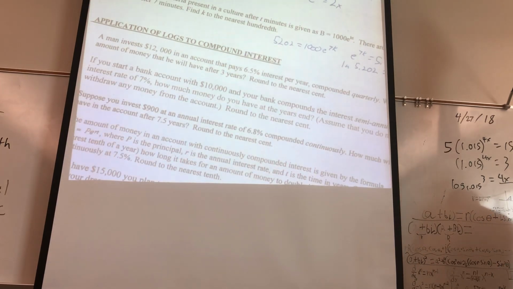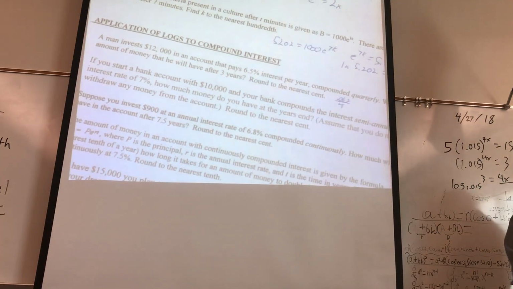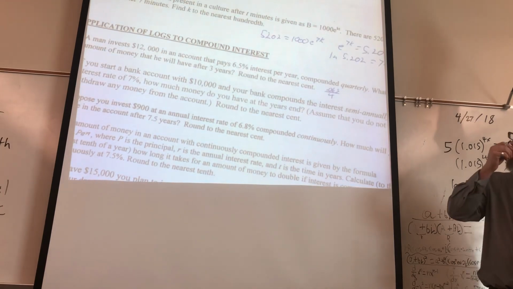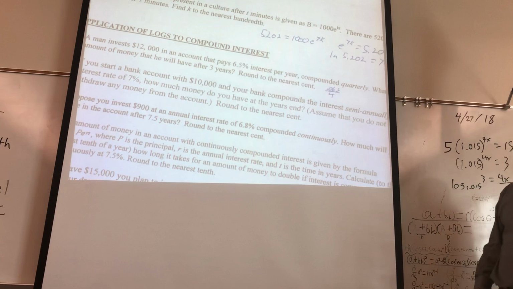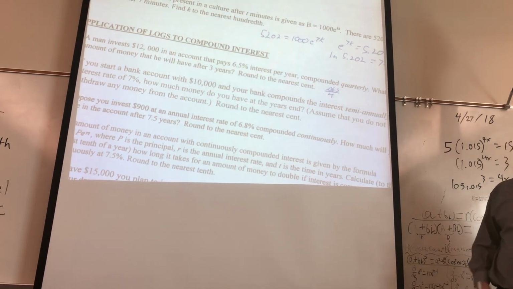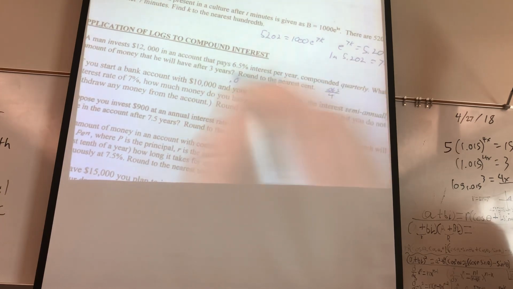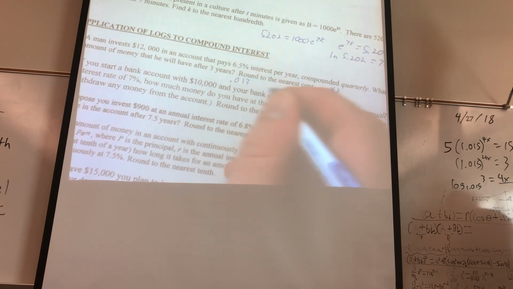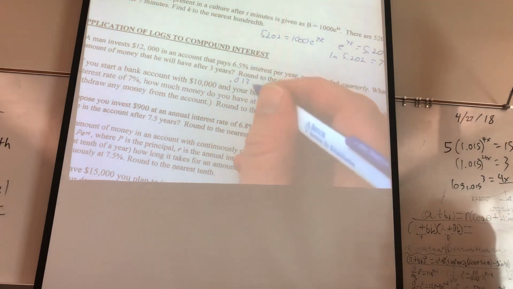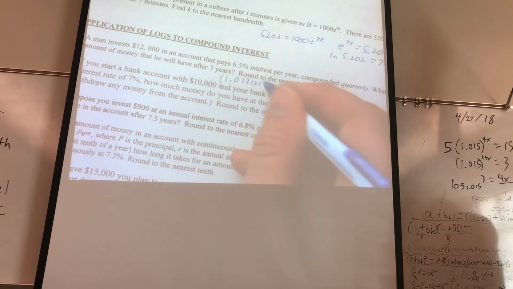12,000 account paying 6.5% interest compounded quarterly. You take your 6.5, make it 0.065, divide that by 4 because it's quarterly. And then how much money will he have after 3 years? I don't know. This one is like a really long decimal. It's like 0.013 something something something. Like go on the calculator. So like 125 or something like that. I'm not real sure. Put a 1 in front of that.